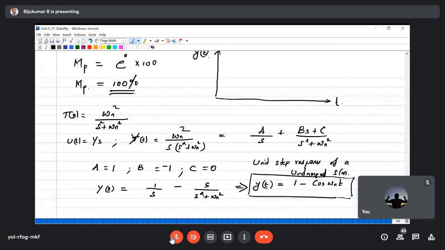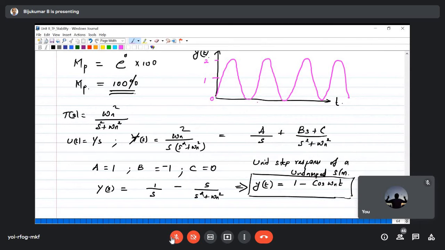So what will be the shape of this waveform? The output has only a sinusoidal term. There is no exponential term, right? So how can we draw? If you substitute t equal to 0, it will start from 0. If we draw like this, it will be continuously oscillating, right? Because you already got, for this kind of system, the overshoot is 100%. It will oscillate like that. This kind of system will never settle.